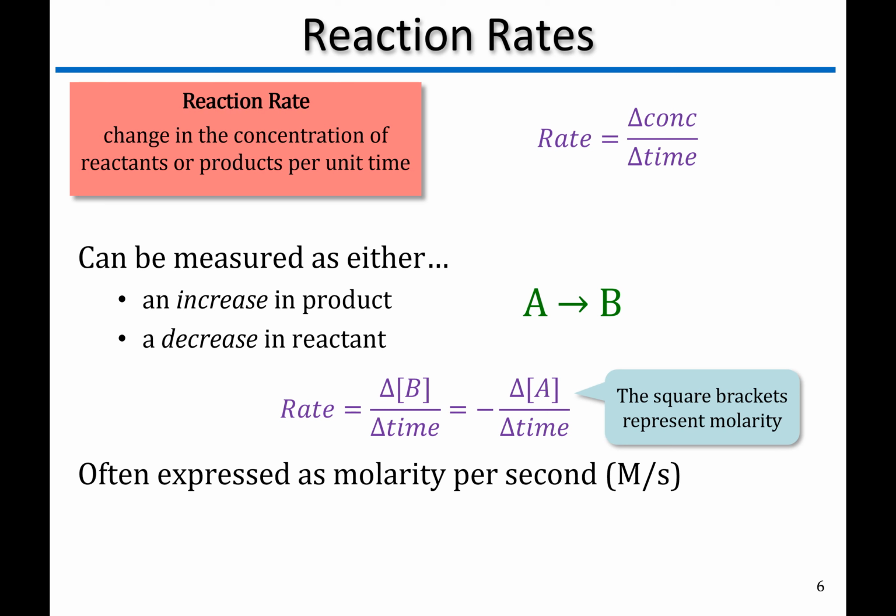This may be something we haven't looked at before, but if we have these square brackets like this, the brackets on either side generally represent molarity, but can also just be used to mean concentration. Generally speaking, if we have square brackets, we're talking about molarity.